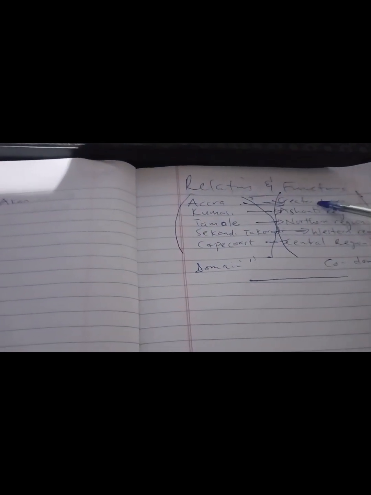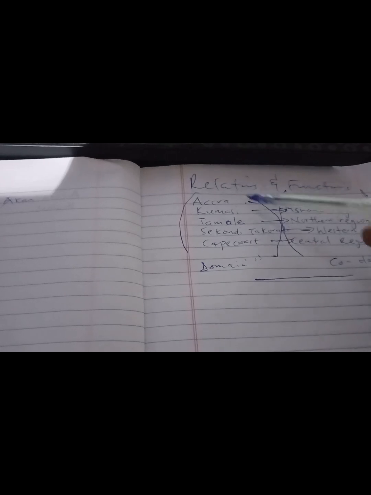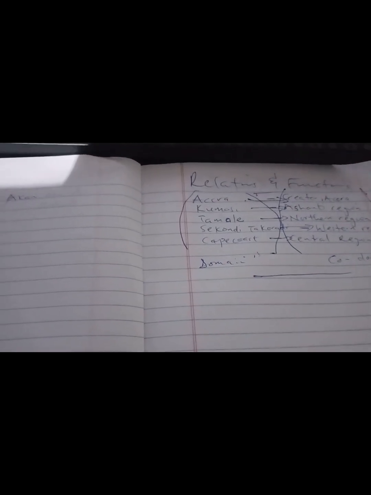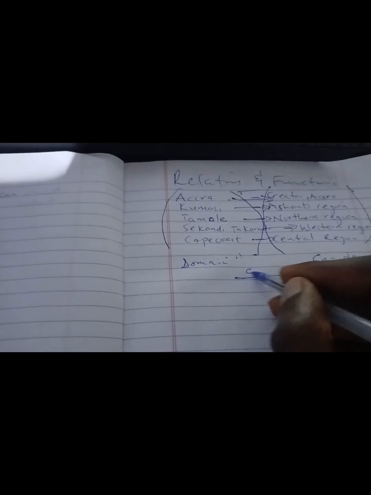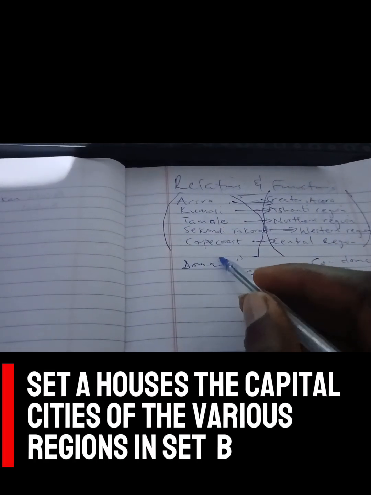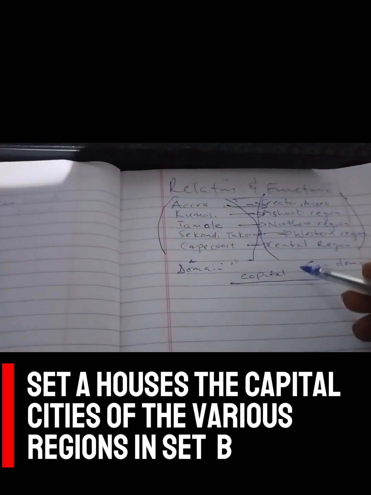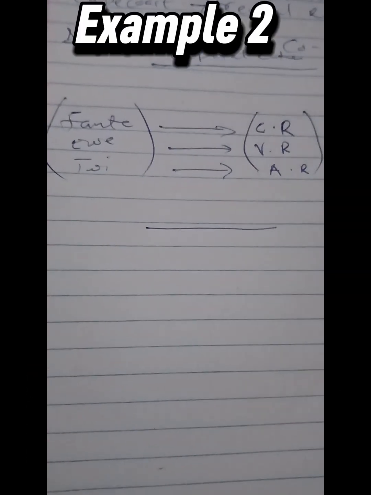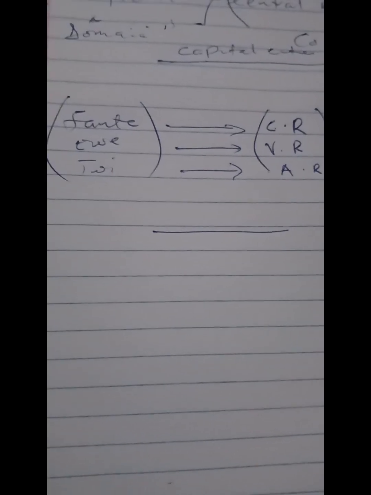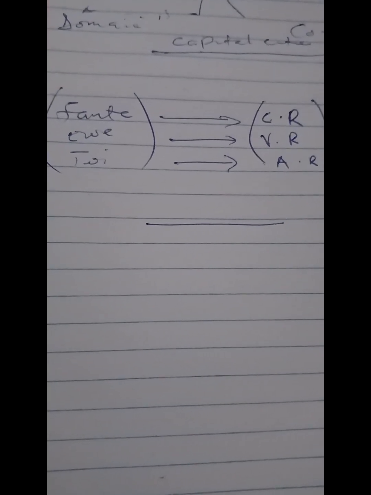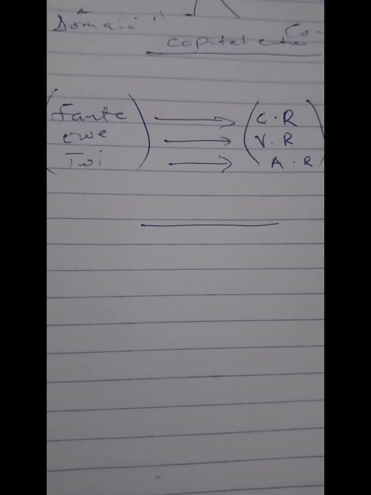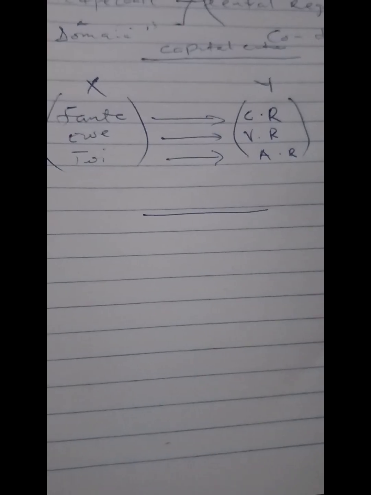We realize that Accra, Greater Accra, what is it telling us? Oh, okay, so these are the capital cities of these particular regions. So the relationship is such that our set A, which is the domain, houses the capital cities of our set Y. Like this, we have Fanti mapping to Central region, we have Ewe mapping to the Volta region, then Twi mapping to the Ashanti region. What is the relation between them?